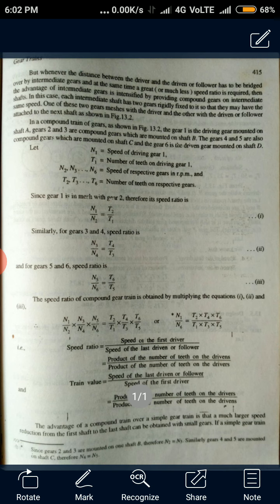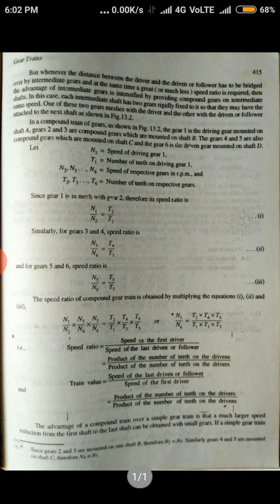In this, as I already told, the important thing is that N2 and N3 get cancelled because they are on the same shaft B. When they are on the same shaft, the speed will be the same, so they get cancelled. Similarly, N4 and N5 get cancelled because N4 is equal to N5 as they are mounted on the same shaft. So finally we get N1 by N6 equal to T2, T4, T6 divided by T1, T3, T5. In this way you get the speed ratio for a compound gear train.